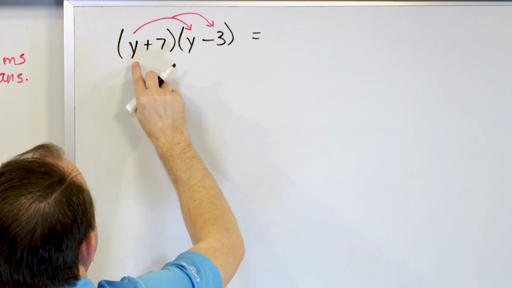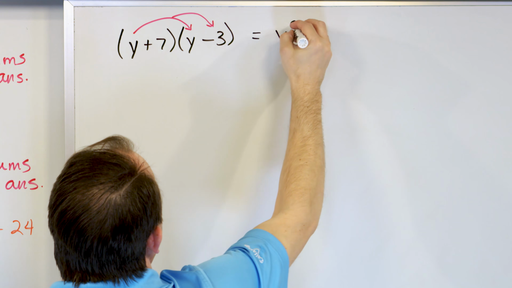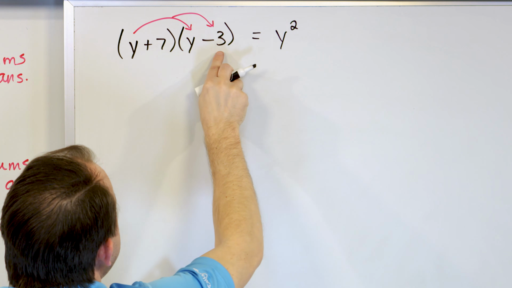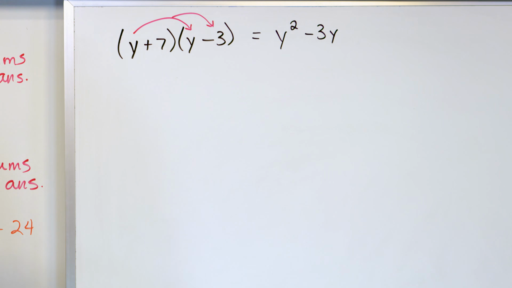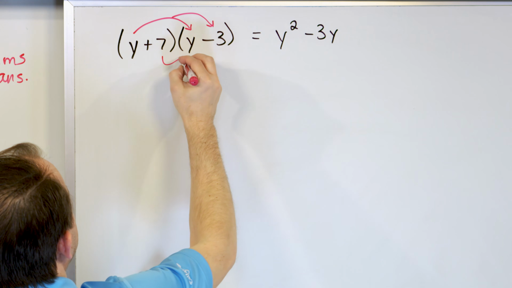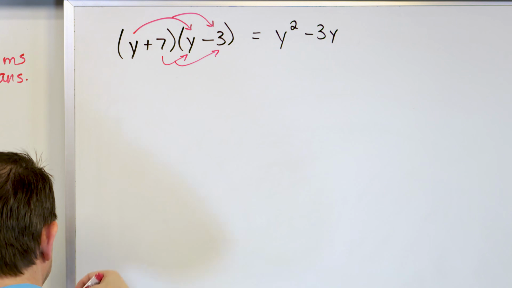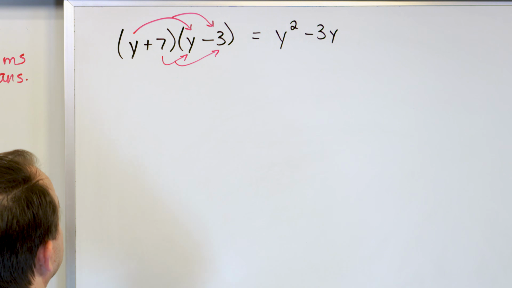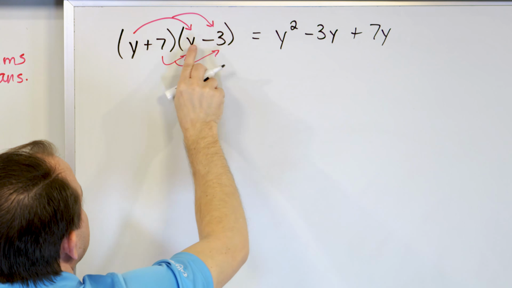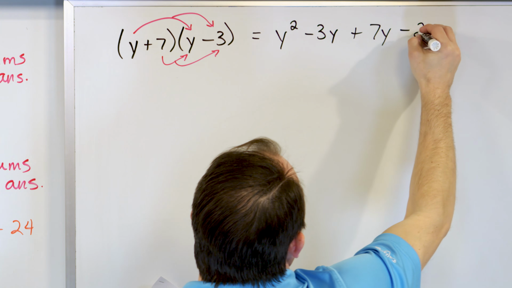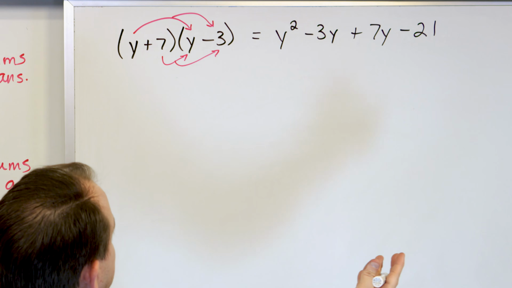So then what we're going to have is y times y is going to give you y squared. Y times a negative 3 is going to give you negative 3y. But then after you're done with that, to complete the multiplication, the 7 has to be multiplied here, and it also has to be multiplied by there as well. So what is 7 times y? It's 7y. What is 7 times negative 3? That's negative 21.